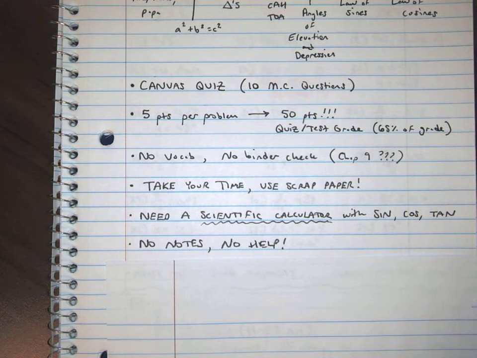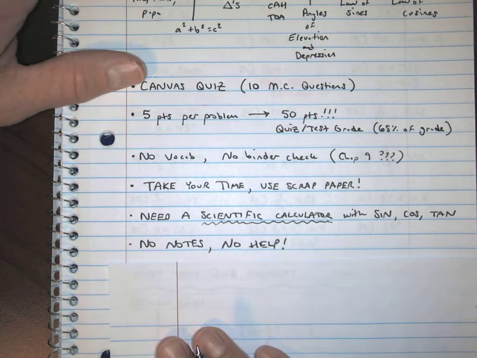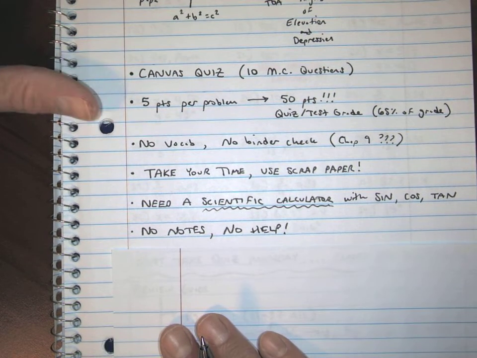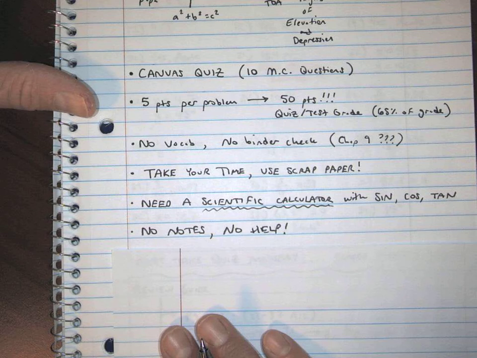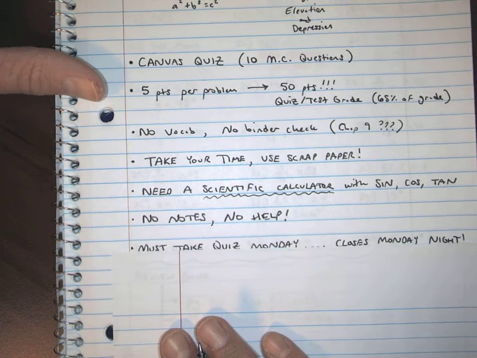You are not allowed the use of your notes, and you are not allowed the use of any help whatsoever. This is all you. I'm quizzing you. I'm not quizzing to see if you can text your friends midway through this quiz and if they know the answers. I'm testing you on this situation. So please, be honest. Do this by yourself. Take your time. Don't use your notes. Nothing should be out in front of you while you're taking this except a scrap piece of paper and a pencil.